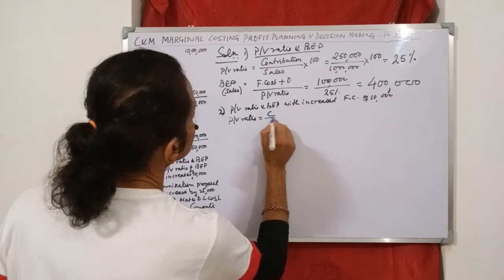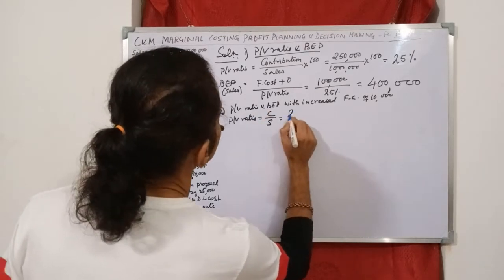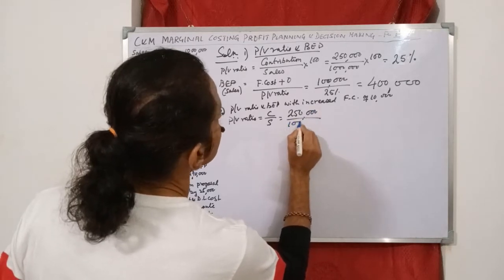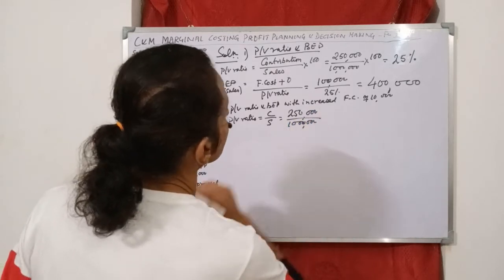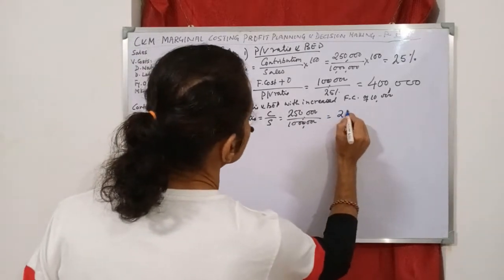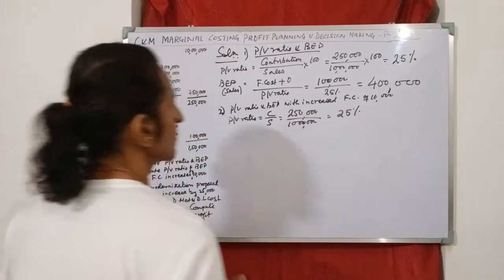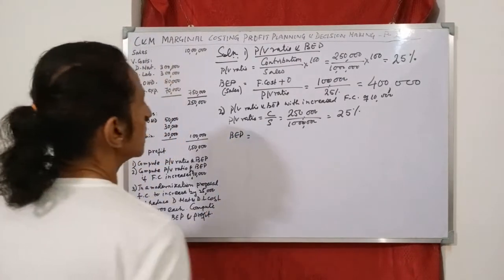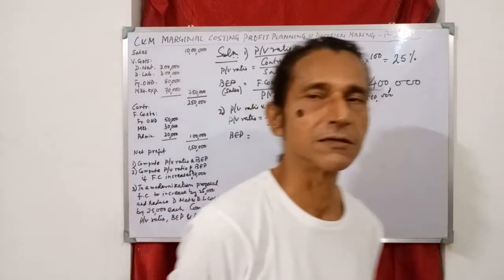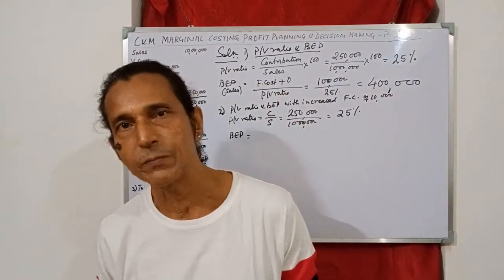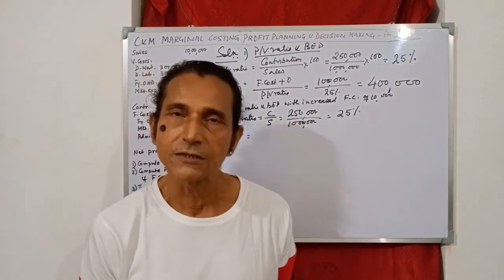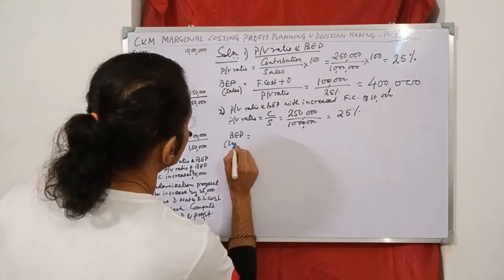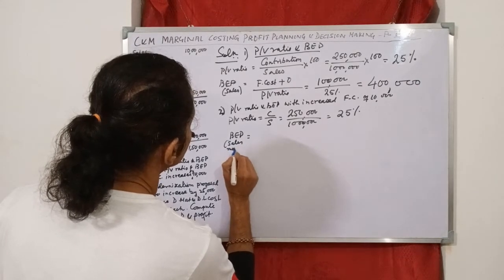So PV ratio is equal to C by S equals 250,000 divided by 1,000,000 equals 25%. Now BEP. Now BEP will certainly change because the formula of BEP contains the fixed cost. So BEP in terms of sales or money value.